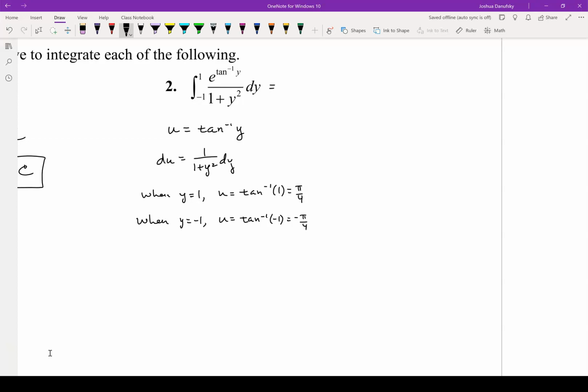So our integral becomes the integral from negative pi over 4 to positive pi over 4 of e to the u du. That gives us e to the u evaluated from negative pi over 4 to pi over 4, which gives us e to the pi over 4 minus e to the negative pi over 4.